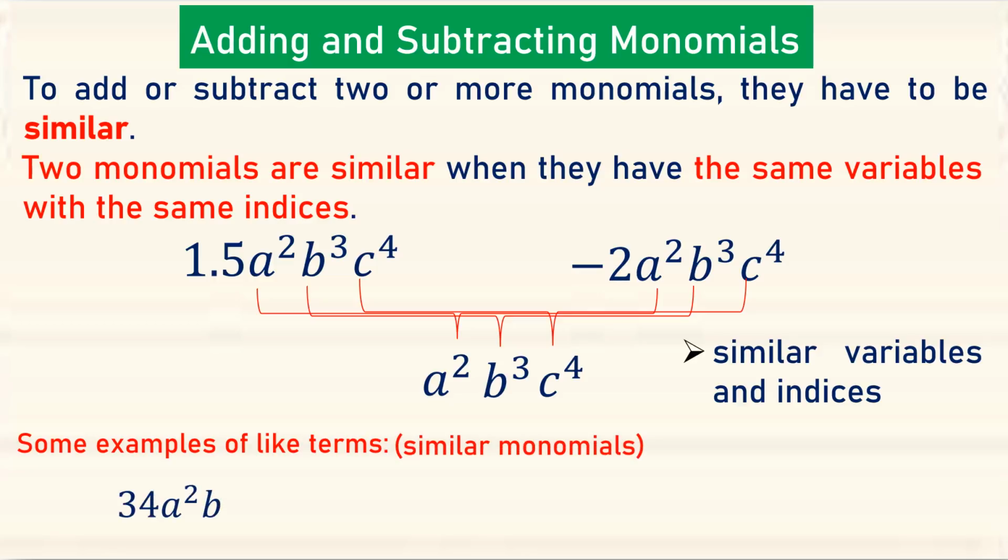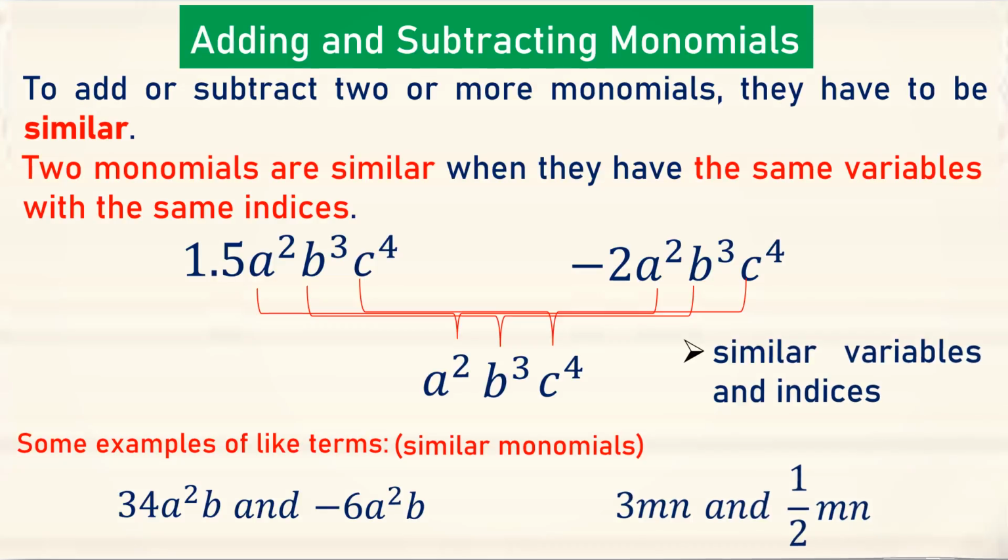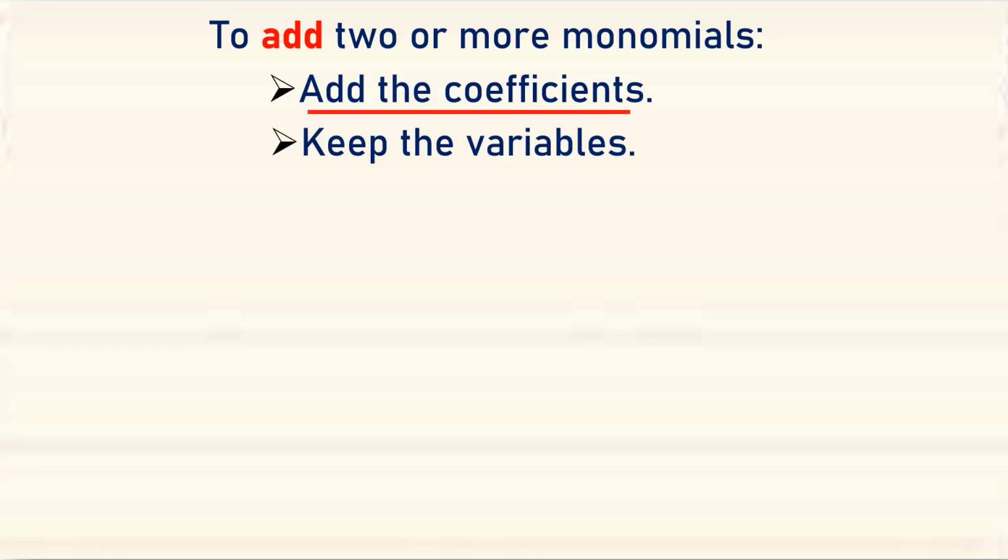So here are some examples of it. 34a to the second, or a squared b, and negative 6a squared b. And we have 3mn and 1/2 mn. So whatever coefficient they have, as long as they have similar variables and indices, they are like terms or similar monomials. To add two or more monomials, we are going to add the coefficients and keep the variables.